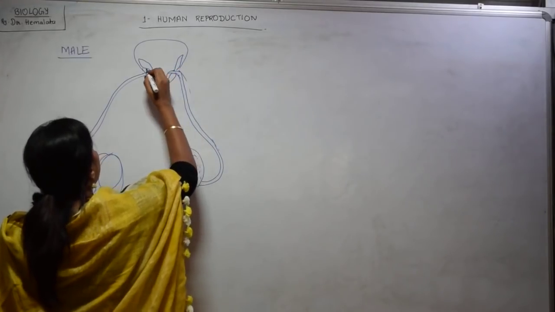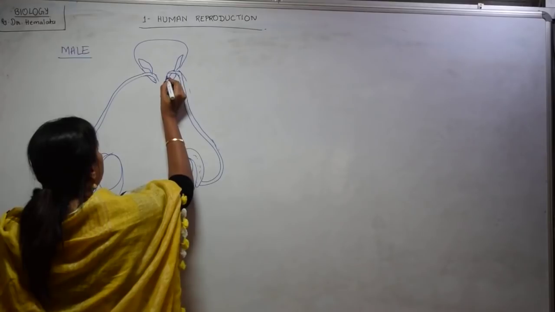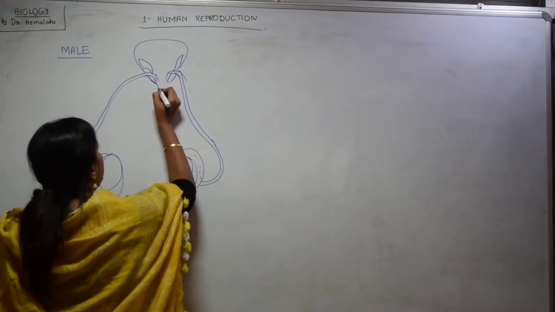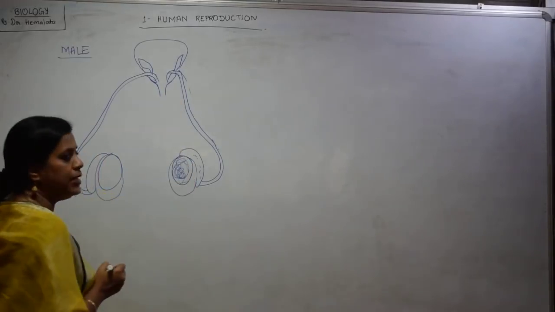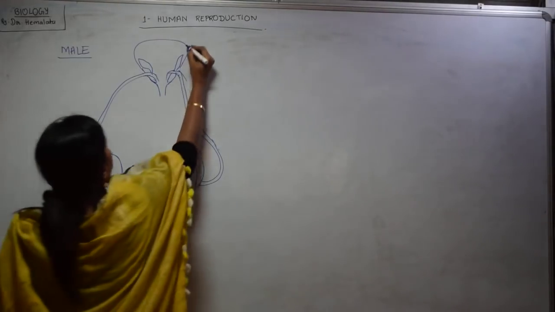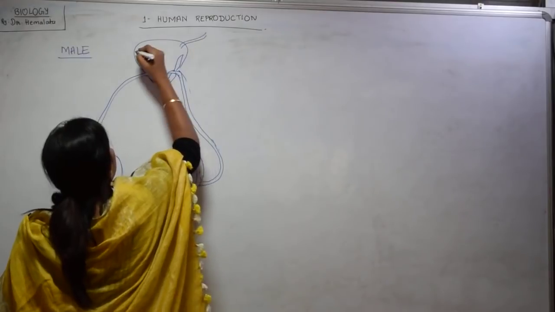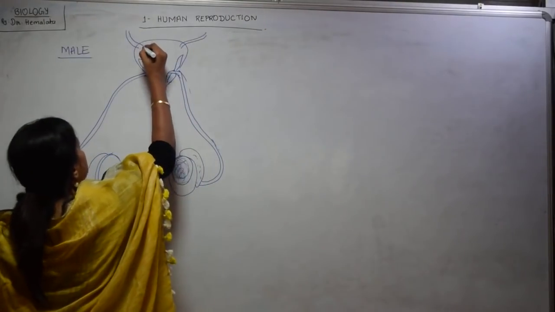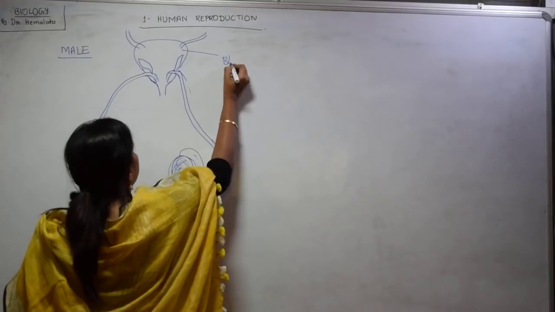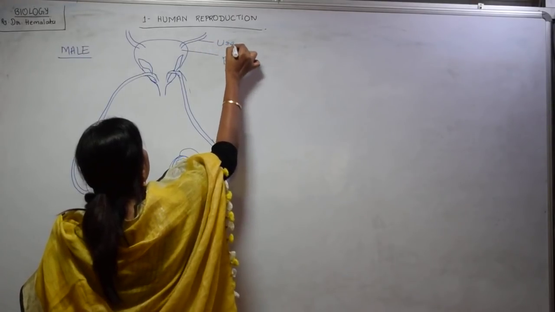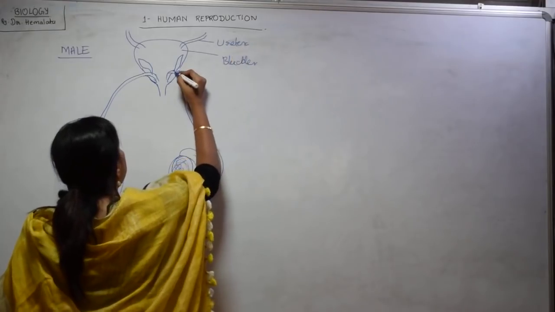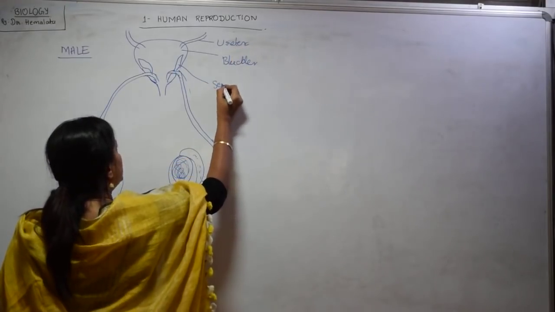These are the two seminal vesicles. Then this is how they are releasing. Then comes the duct called the ejaculatory duct. This is called the ejaculatory duct, and from here we have the ureters. These are the ureters. This is the urinary bladder. This is the ureter. This is the seminal vesicle.